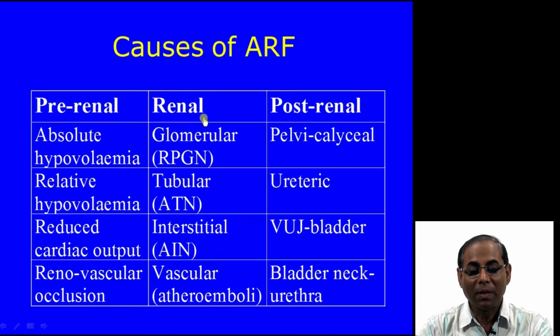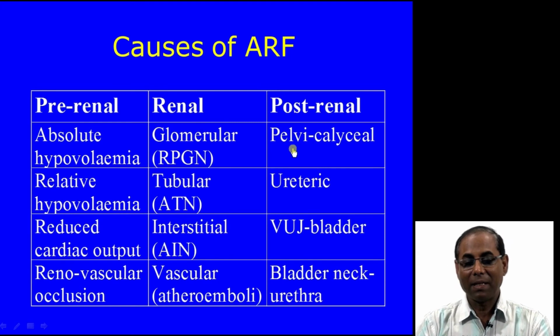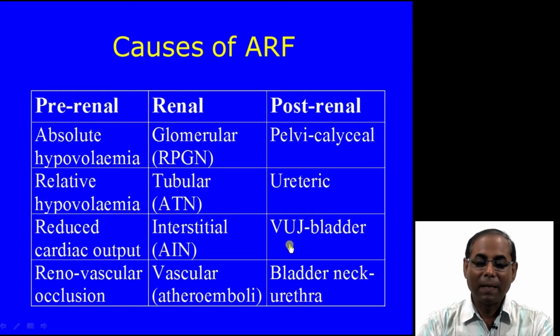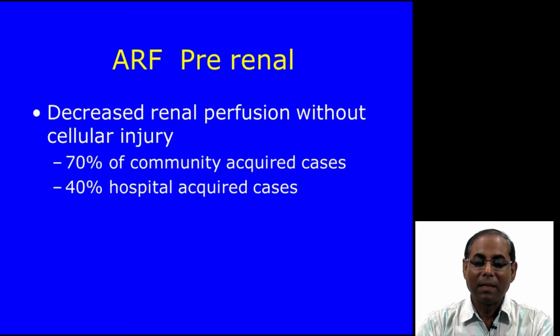Renal, it may be glomerular, tubular, interstitial or vascular. These are the 4 compartments of the kidney that may get affected. And post renal, obviously anatomically it may be pelvic region obstruction, ureteric, the VUJ or the bladder neck obstruction, and bladder neck urethral obstruction. So basically these are the main causes of acute renal failure.